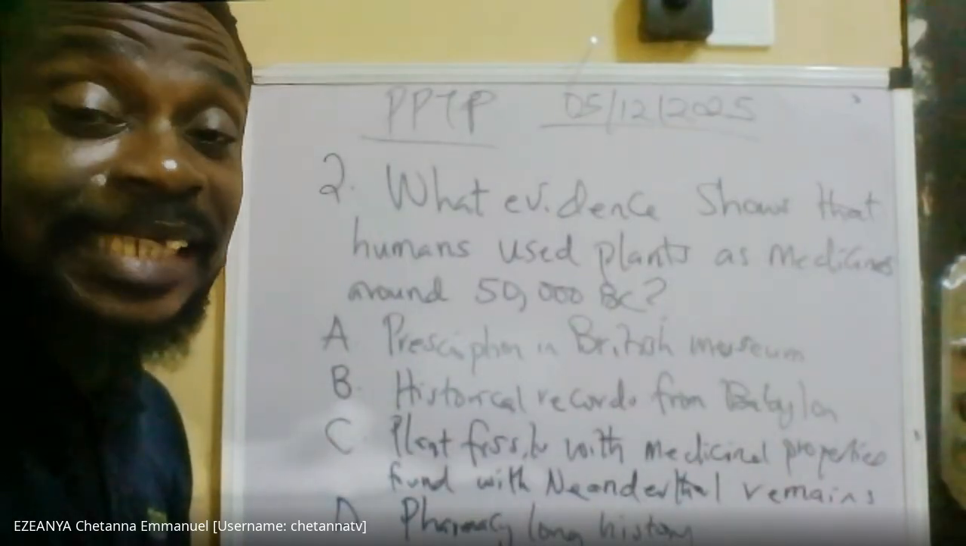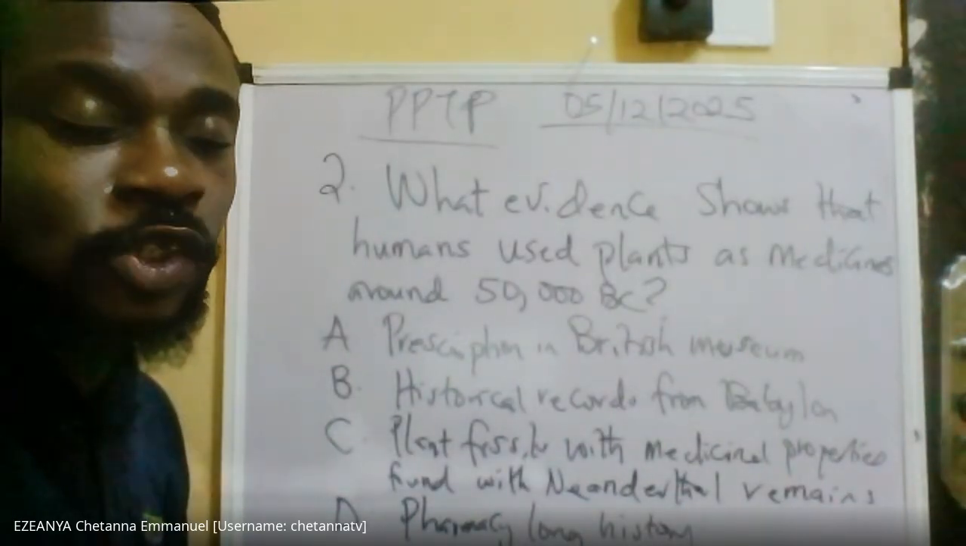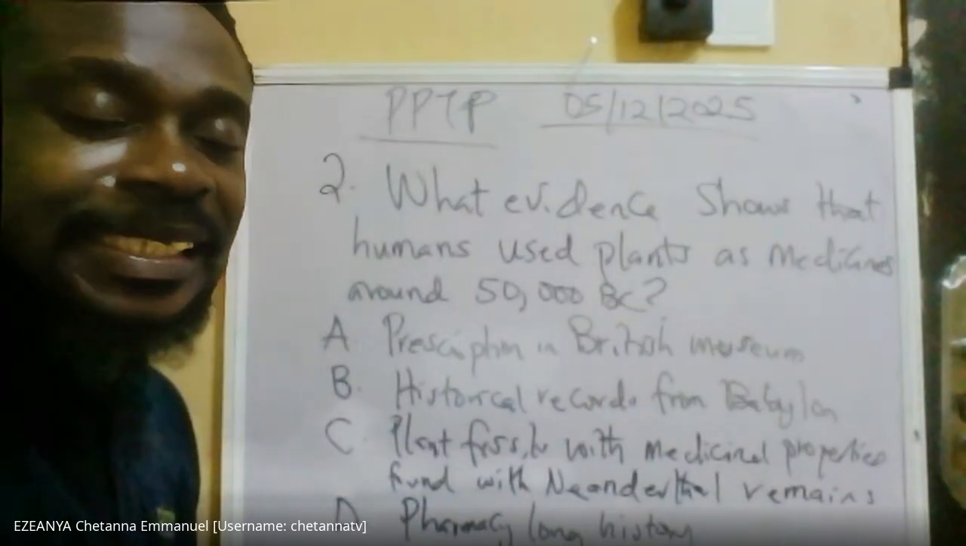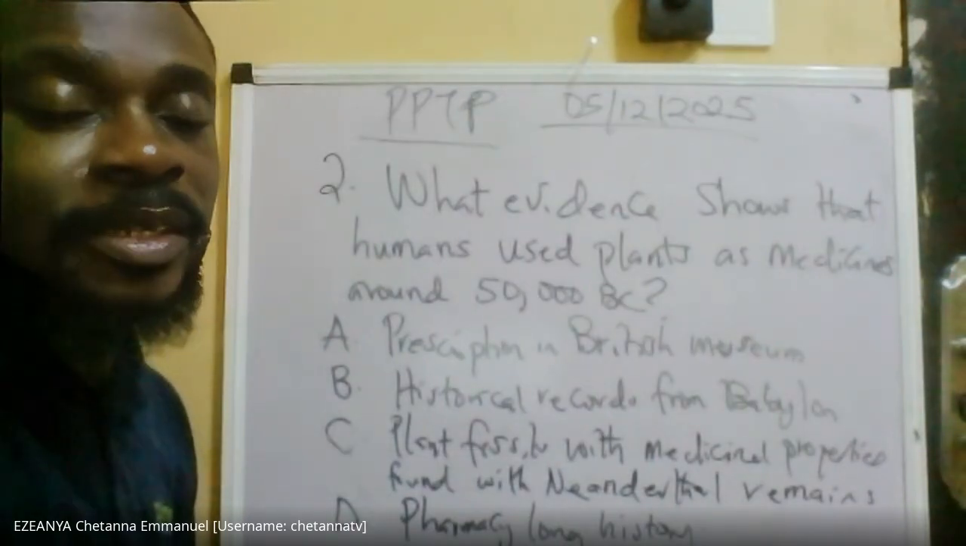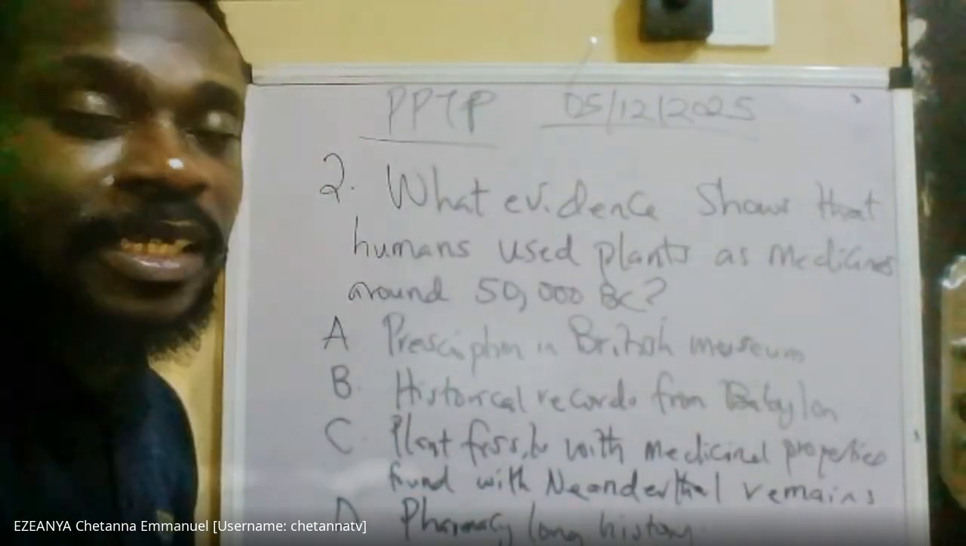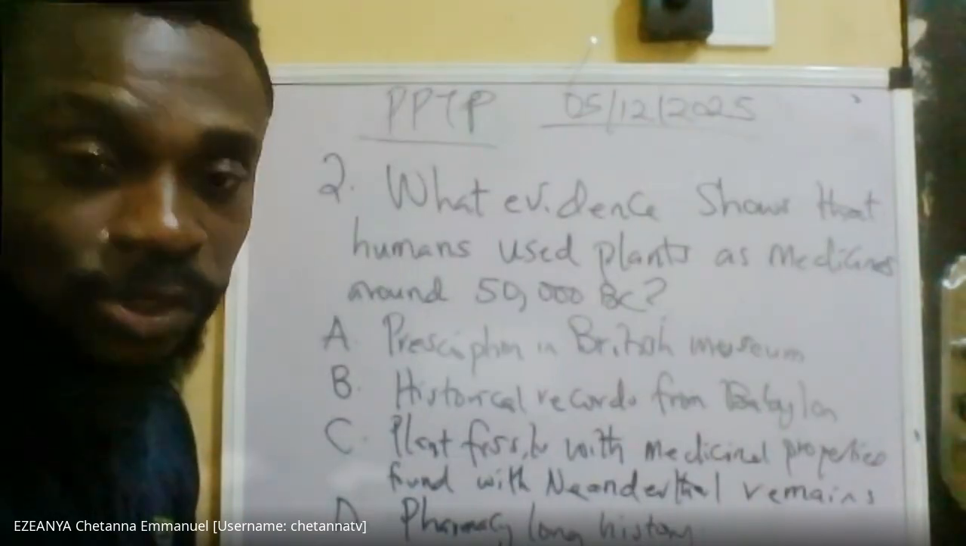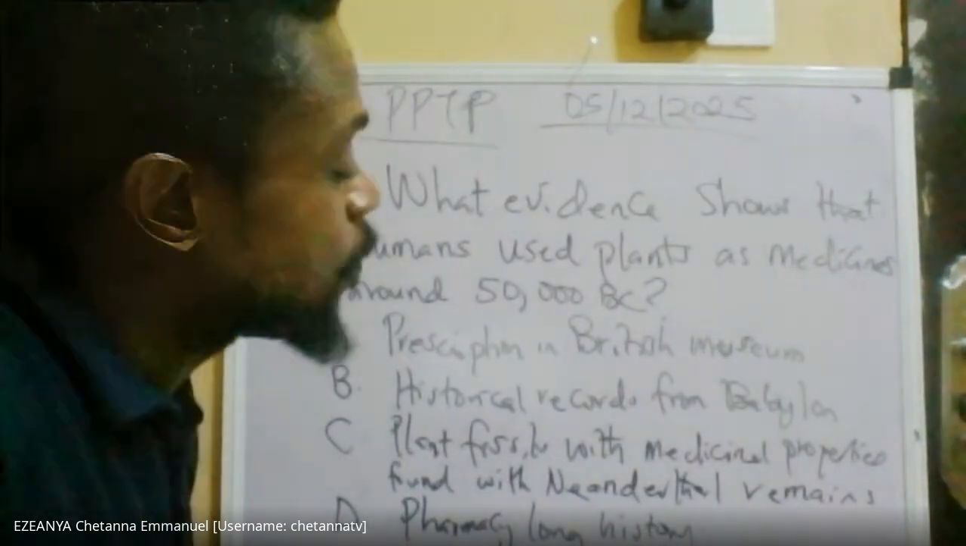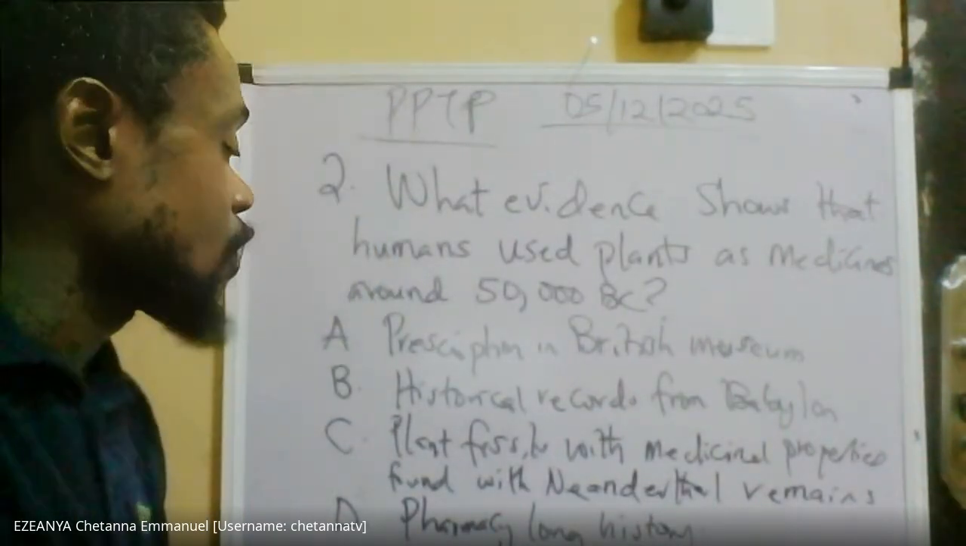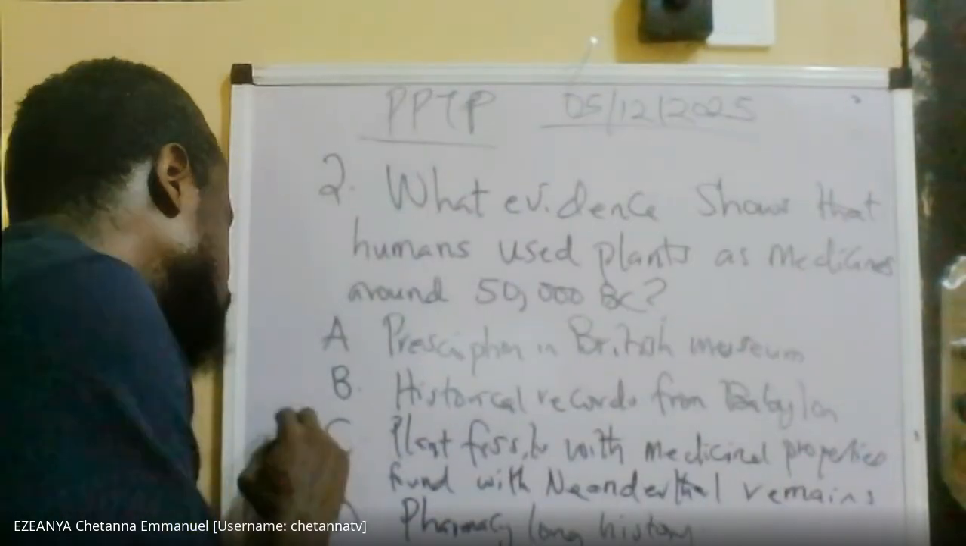Existence of ancient what? Support the fact that there was a time in the ancient time that these plants were actually used for medicinal purposes. So that's why I will choose option C.